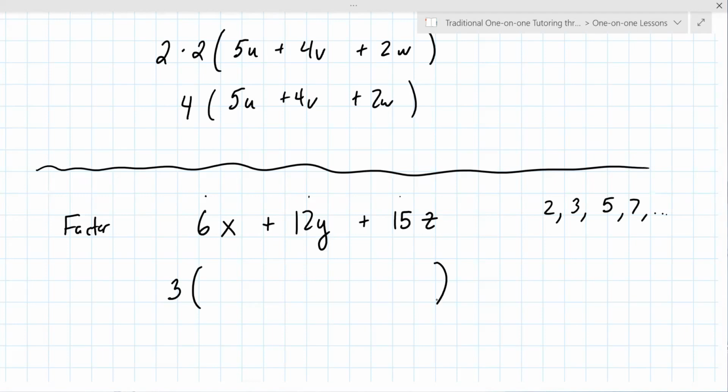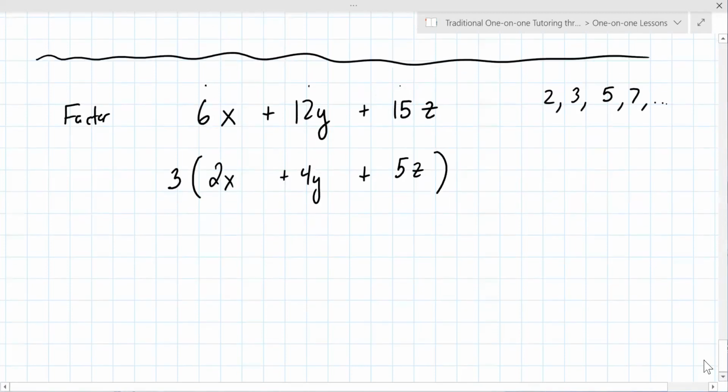All right, so it's 2x plus 4y plus 5z. Is it t or z? It's a z. All right, okay. So let's try another one here.